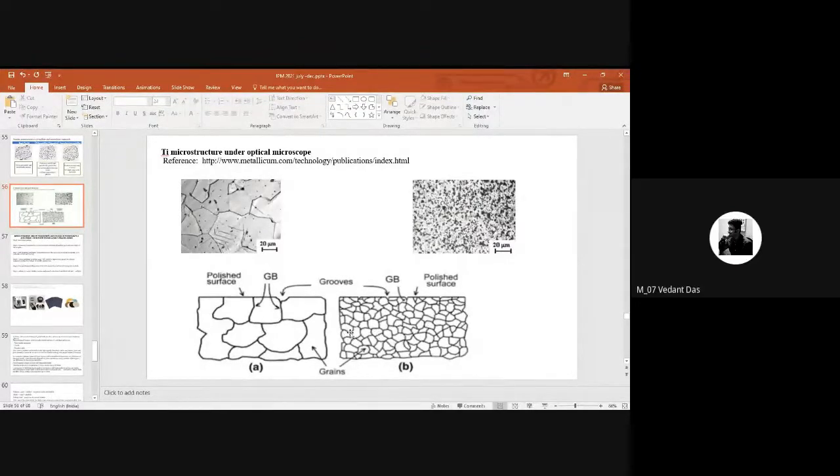Sir, where there is more number of grain boundaries, the sample will be stronger, because it will have fracture toughness. It has more fracture toughness. Yes. Okay, fine. Very good.